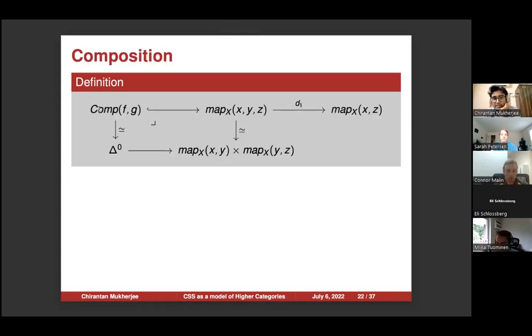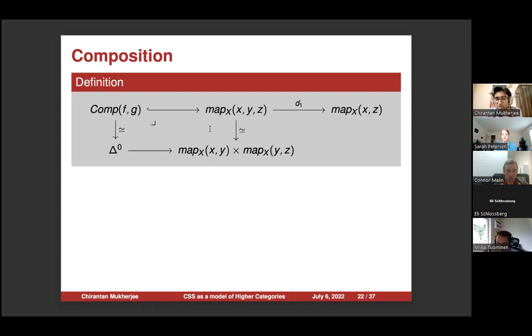Now we can define the composition function between two functions f and g inside the mapping space defined by x, y, and z, which has this homotopy pullback diagram, where by the last remark, we know that the mapping space x, y, z is Kan equivalent to mapping space x, y times mapping space y, z, which are given by the face maps D2 and D0. D2 takes functions from X to Y and D0 takes functions from Y to Z, and D1 is my H in the last diagram, which takes functions from X to Z.